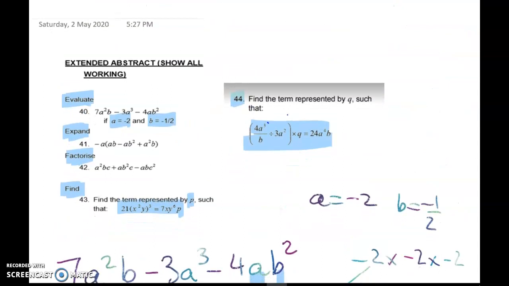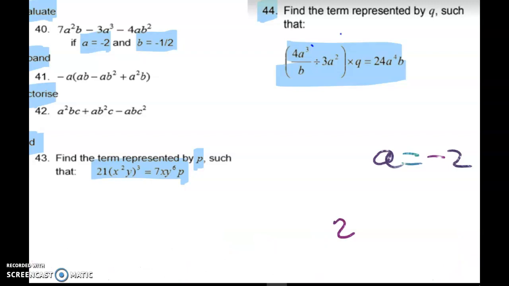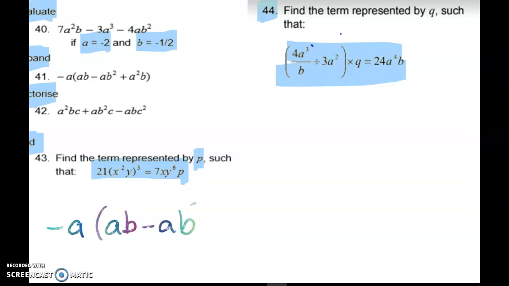So we have to expand that expression. So let's just make it a bit bigger. I'm going to do the working for that now down the bottom of the screen here. So you should try and do this one first. I think this is probably the easiest of these questions. So we've got negative a times ab minus ab squared plus a squared b.